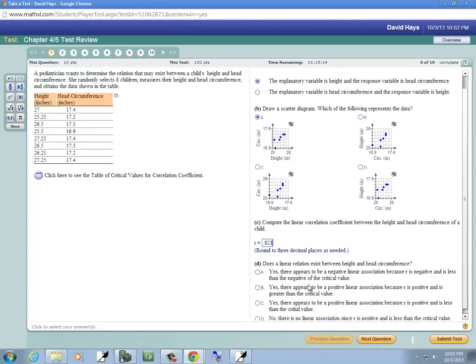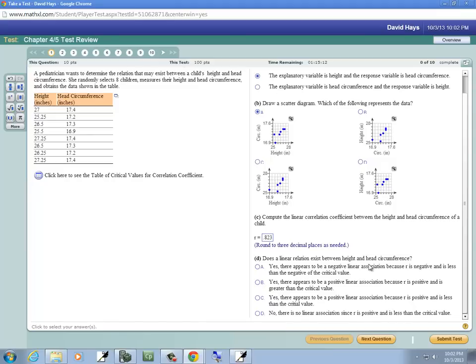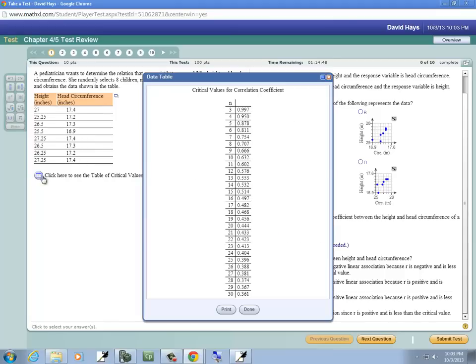Okay. Does a linear relation exist between the height and... Yes, there appears to be a negative linear correlation because r is negative. R is not negative, so that's not right. Yes, there appears to be a positive linear association because r is positive and is greater than the critical value. Let's see what our critical value is. Let's see how many data points we have. We have 3, 4, 5, 6, 7, 8. So 8. If I click here, I go look up 8 for the critical value. It says 0.707.